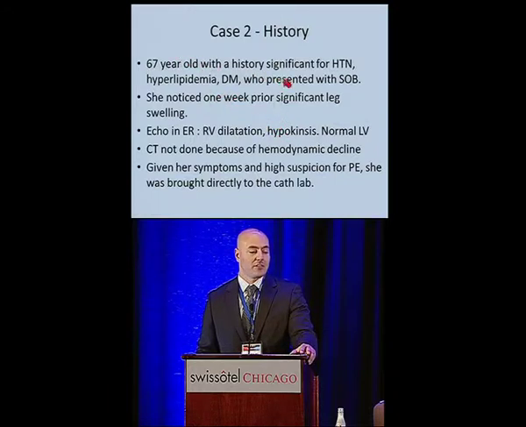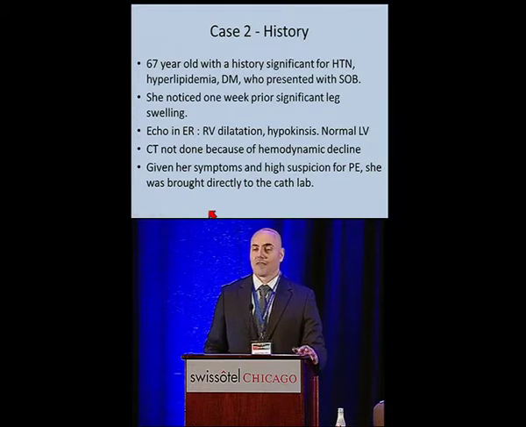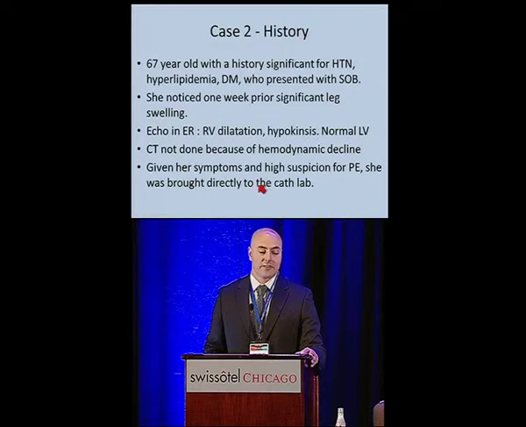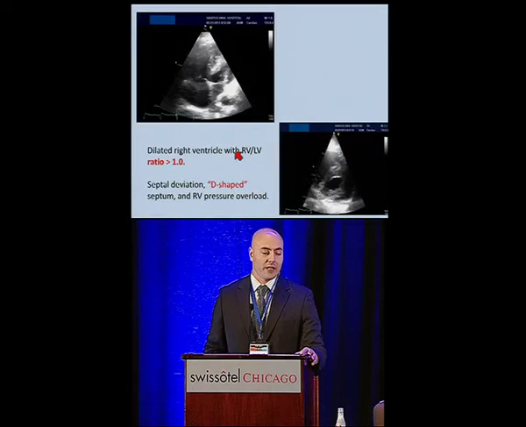This is another case, myself and Dr. Genjo. I did a 67-year-old patient with hypertension, diabetes, who had leg swelling and subsequently came into the emergency room as well. And this patient in the ER at bedside had RV dilatation, hypokinesis with normal systolic left ventricular function, and had an elevated BNP, but became too unstable to go to CAT scan. And subsequently, the suspicion was very high for pulmonary embolism, and we took the patient directly to the cath lab.